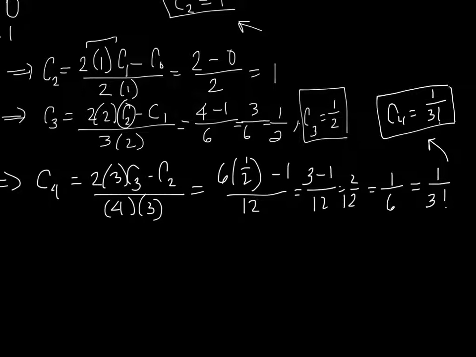And let's do one more. C5 is 2 times 4 C4 minus C3.